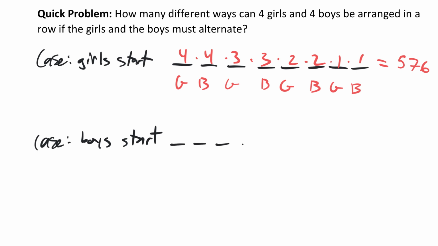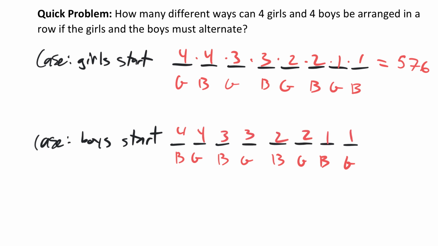1, 2, 3, 4, 5, 6, 7, 8 blanks. Boy, girl, boy, girl, boy, girl, boy, girl. 4, 3, 2, 1 boys. 4, 3, 2, 1 girls. Multiply everything together. Another 576. Add them both up, and we get a total of 1152.